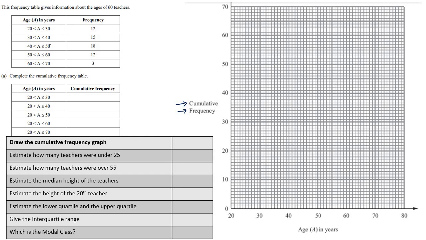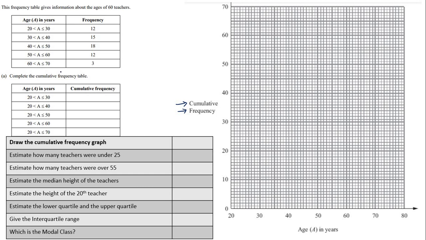Now, if a teacher was exactly 40 years old, they would have to go into this. Now, these are called your classes. Classes are like groups, or they're sometimes called class intervals. So the class interval between 30 and 40, there are 15 teachers in there. If a teacher is exactly 40, they'll be in this class interval because of the less than or equal symbol. And if they are 40 years and 1 day old, then they'll be in this group here.